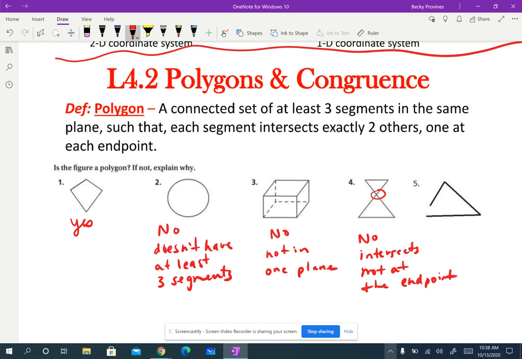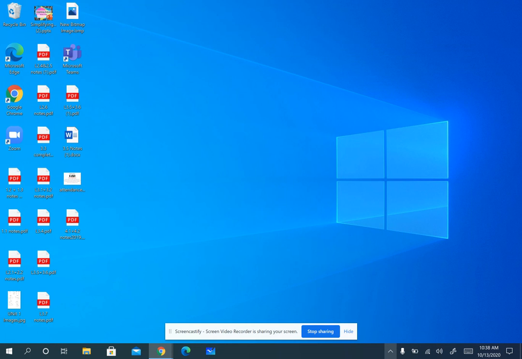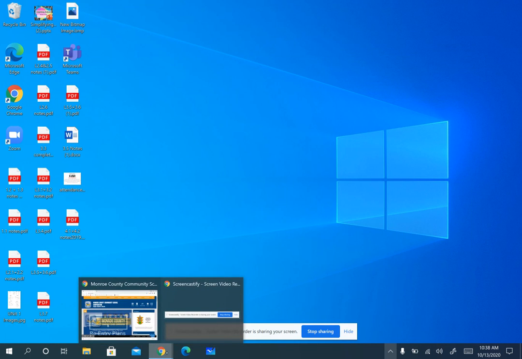Okay, next, number 5. Hopefully you can see right away what's wrong with it. It is flat. There are 3 segments, but this word right here, guys, the word connected. Are those sides connected? No, it's not connected. So no, it's not a polygon because the sides aren't connected.